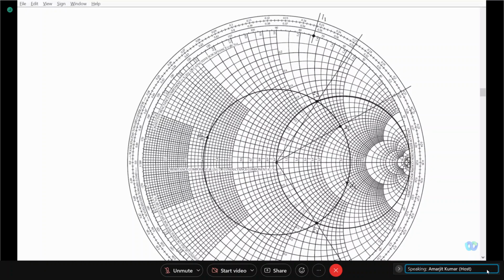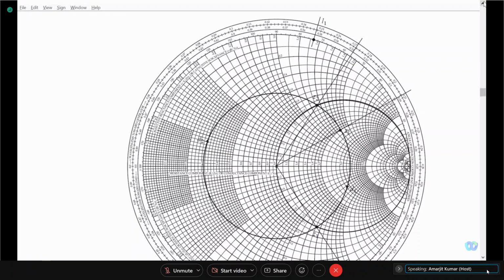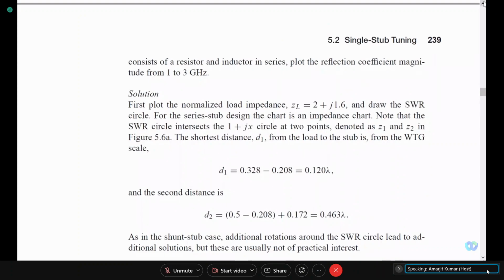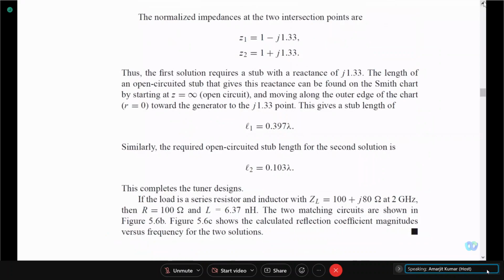So here it is given. What is the answer given here? 0.397. We are getting 0.4. Basically, this is 0.4, but we are getting 0.42. So why are we getting a little bit of deviation? Why are we getting this deviation here?